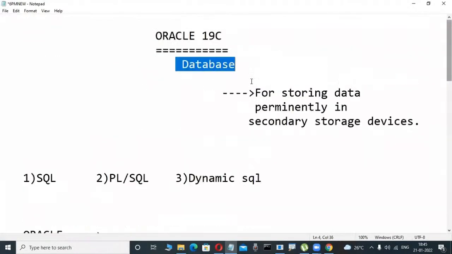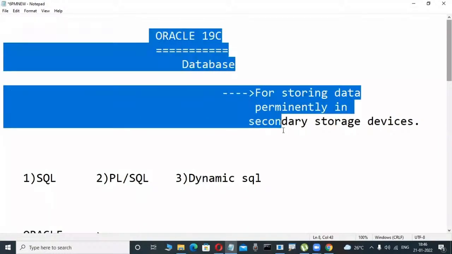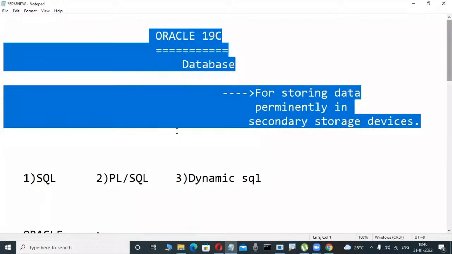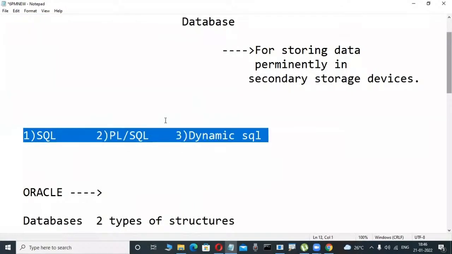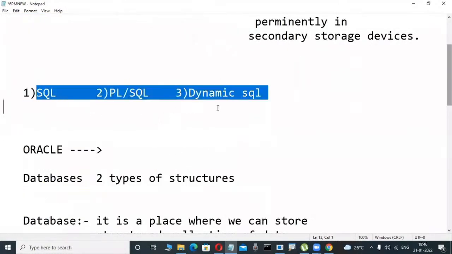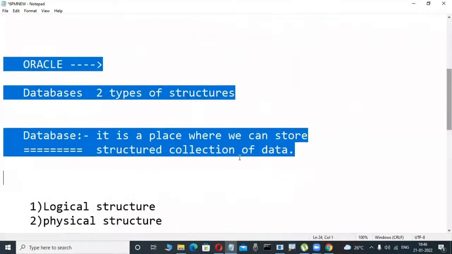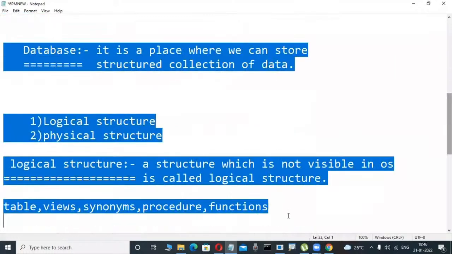What is the purpose of databases? Not only storing data permanently, but also retrieving and fetching data efficiently from some place. If you want to operate this Oracle software, we use SQL, PLSQL, and dynamic SQL languages. In any Oracle course, these three things are covered. That is a very small thing I am telling.